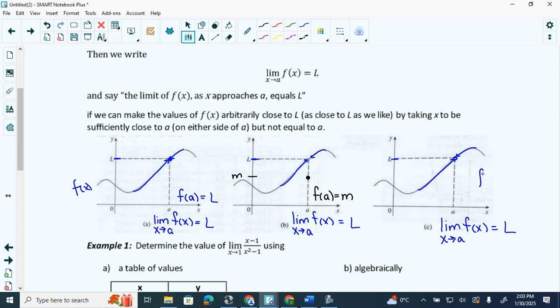What is the value of f of a? It just doesn't exist. It can equal L, that's true. But f of a just does not exist. There isn't a coordinate at a.